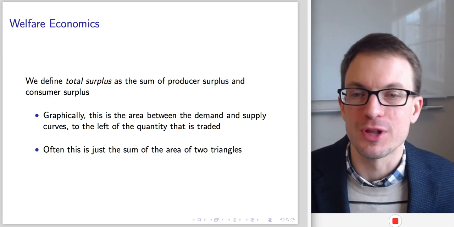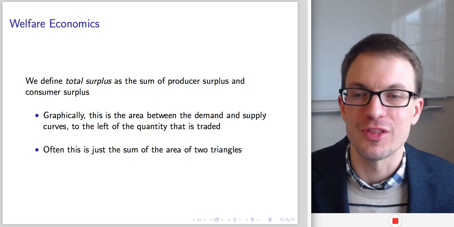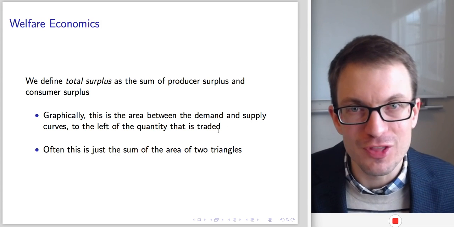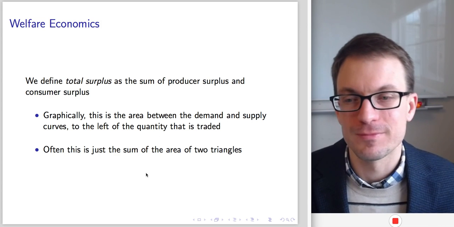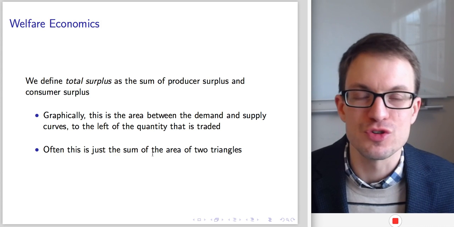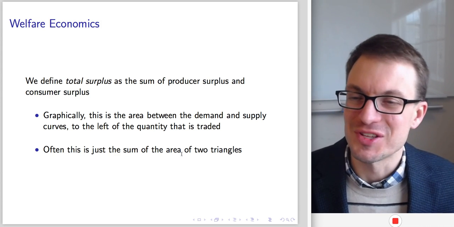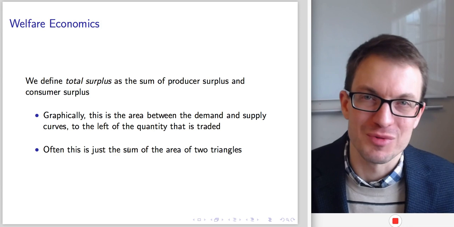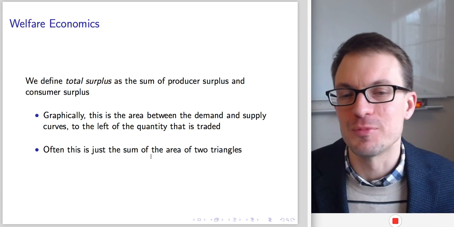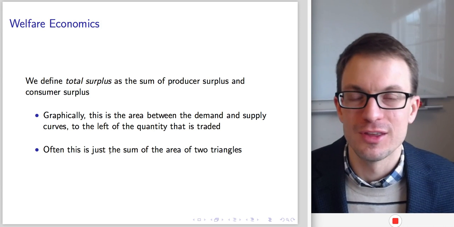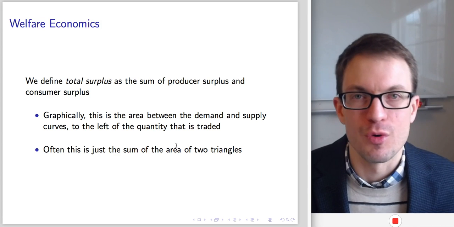Graphically, total surplus is the area between the demand curve and the supply curve to the left of the quantity that's traded. And it's often just the sum of the area of two triangles. The condition for this to be true is we need downsloping demand, which is almost always the case, and upsloping supply, which is often the case. Though sometimes we can draw the supply curve horizontal or vertical.